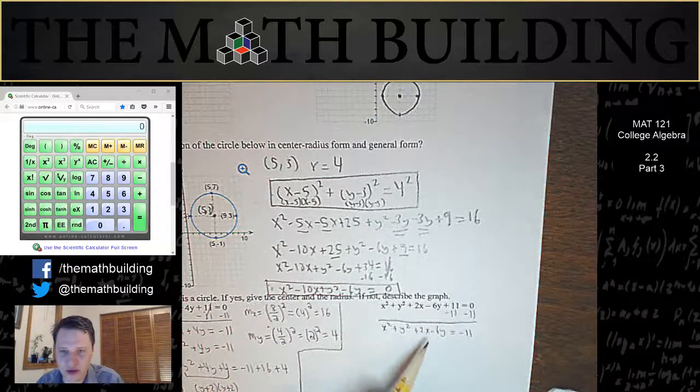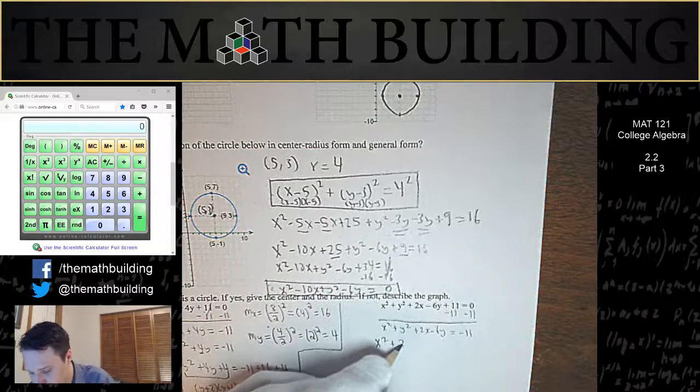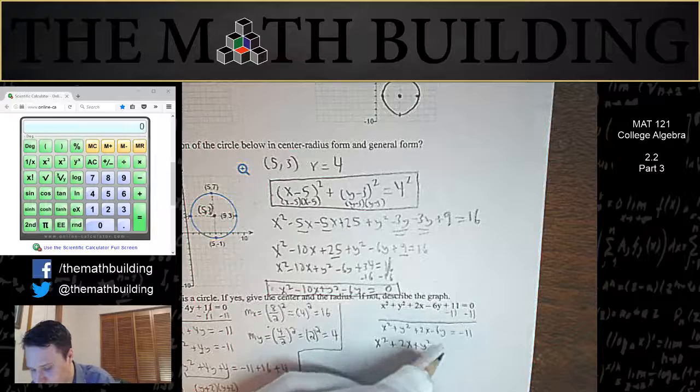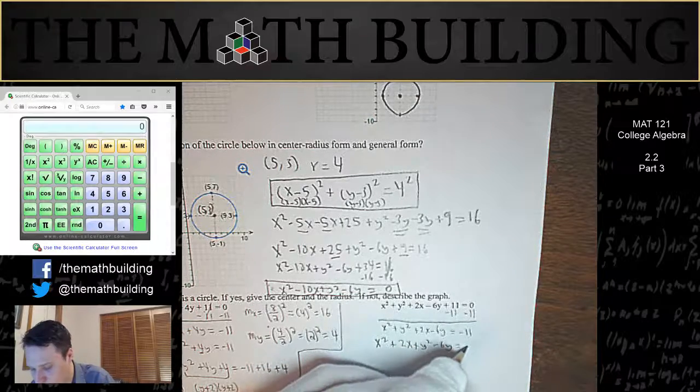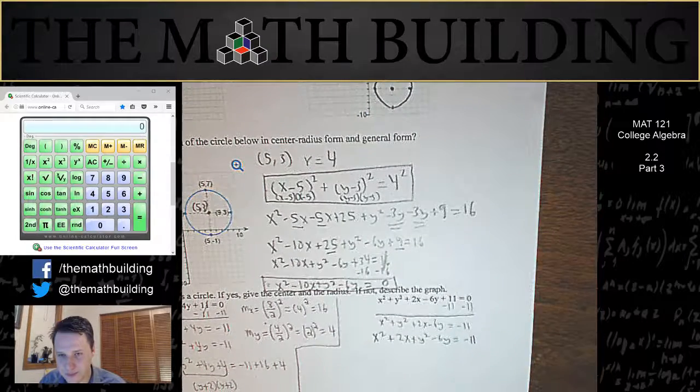Now we should rearrange this so that the x's are together and the y's are together. So x squared plus 2x plus y squared minus 6y equals negative 11. Don't forget that step. A lot of people mess up because they forget to group their x's and y's.